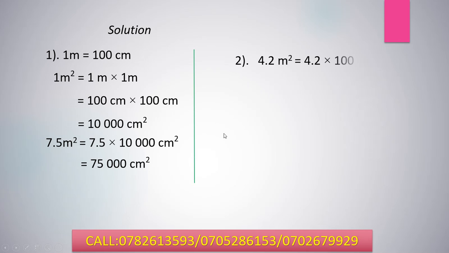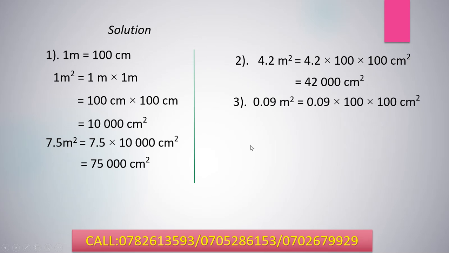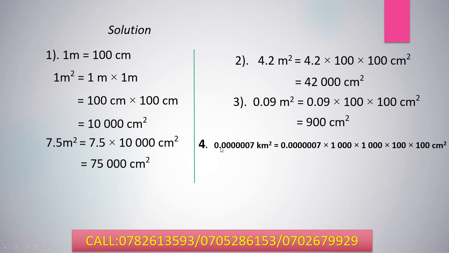Let's look at our second one. Of course, that will now be easy. 4.2 meters squared, then you say 4.2 times 100 times 100, which is the 10,000, and we get 42,000 centimeters squared. Moving faster, similarly 0.09 meters squared. We get 100 times 100, which is the 10,000, and multiply by 0.09, and the answer will be 900 centimeters squared. Please cross check with the answers.